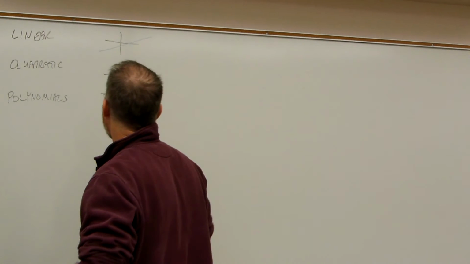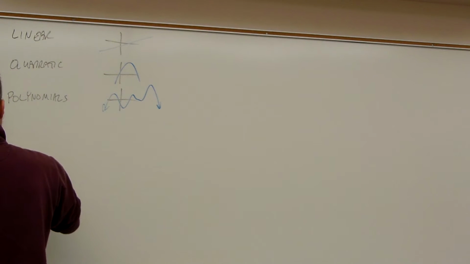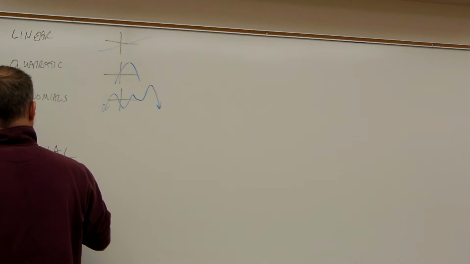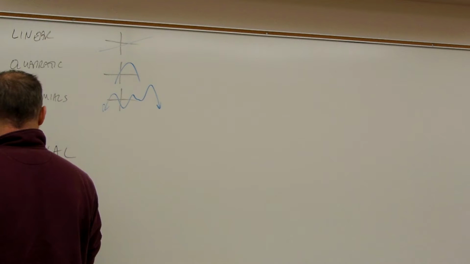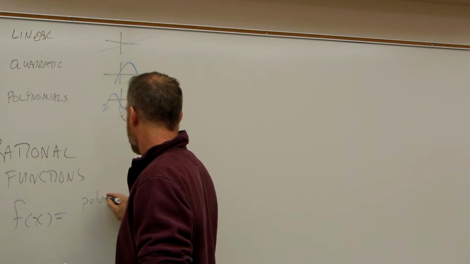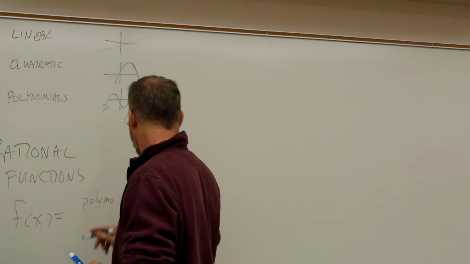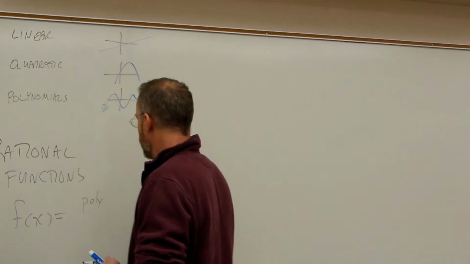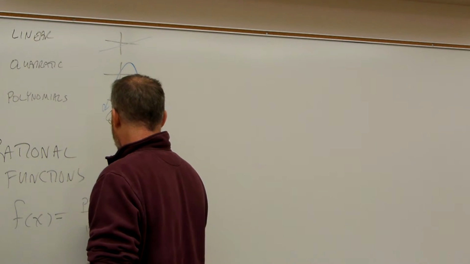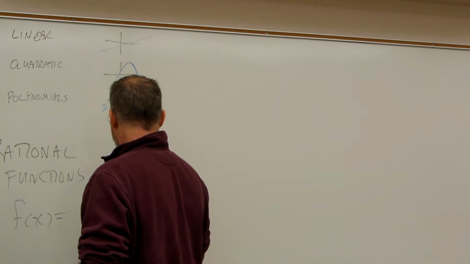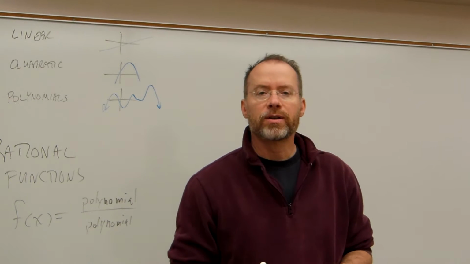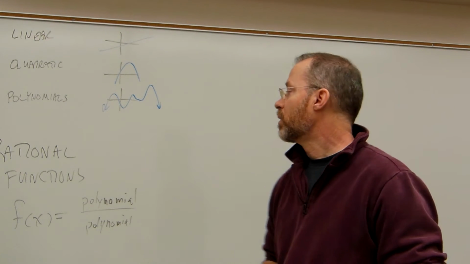Well, now we want to look at rational functions. And here we're looking at something in the form f of x equals a polynomial divided by another polynomial. A ratio of polynomials, which is why they're called rational. Polynomial over polynomial. A simple example of that, well, we've already seen one in one of our basic toolkit functions. The reciprocal function.